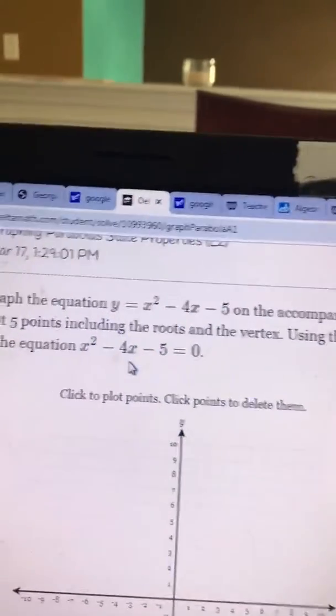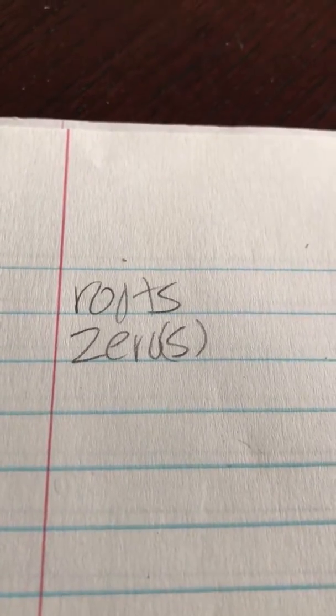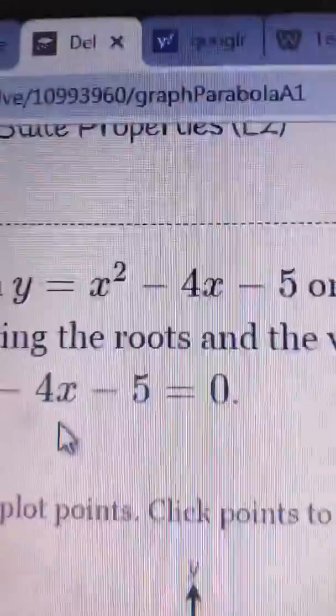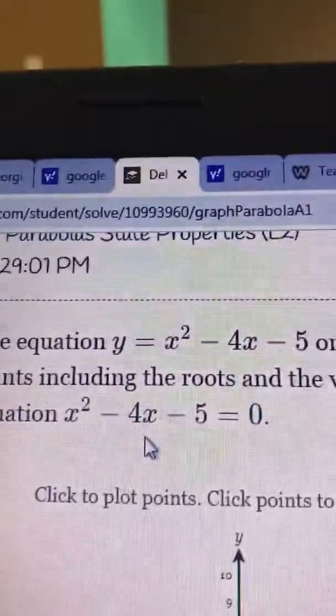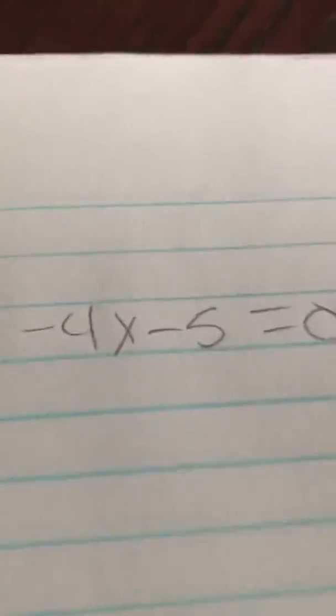Okay, so what's another name for roots? We talked about it, zeros. We talked about two other names, but let's just focus on the zeros. Because the first thing, the equation is already set equal to 0. So now we can factor this equation by setting it equal to 0.